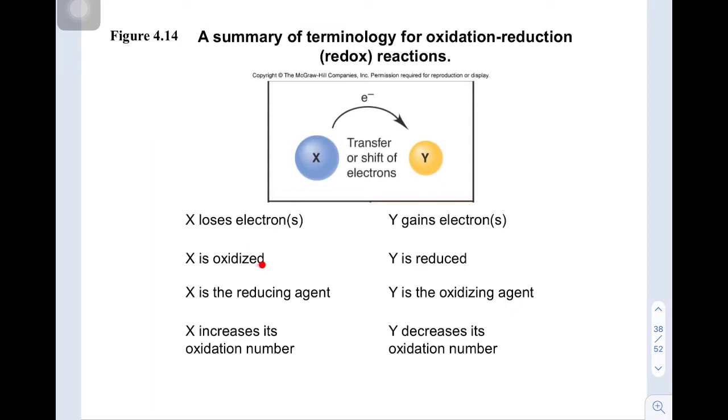When X is oxidized, X acts as the reducing agent, and the oxidation number of X will be higher than before. For Y, since Y receives an electron from X, Y gains an electron, which means Y undergoes reduction, so it is reduced. When Y is reduced, Y is also an oxidizing agent. The oxidation number of Y will decrease.